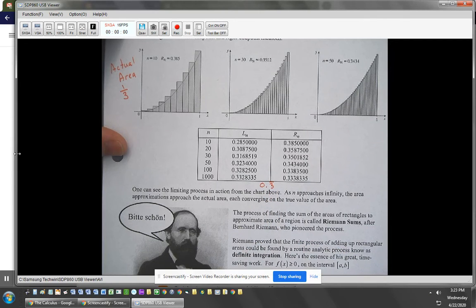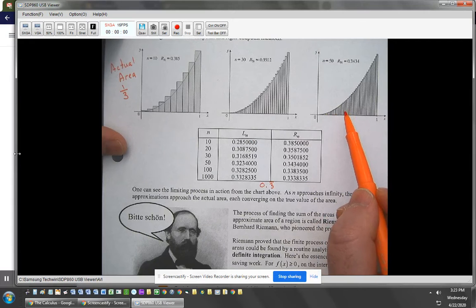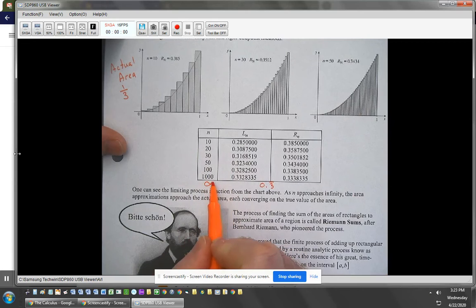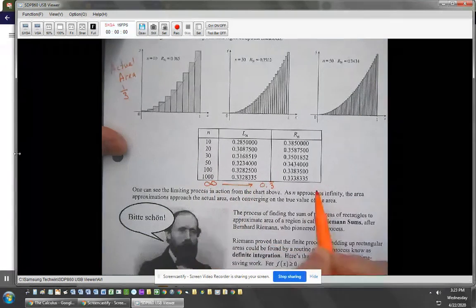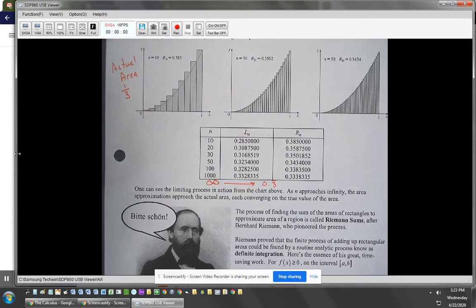So you could imagine, as mathematicians often do, as n approaches infinity, what would that area end up being? If we could do infinitely many little rectangles underneath there, we would get exactly that area under the curve.